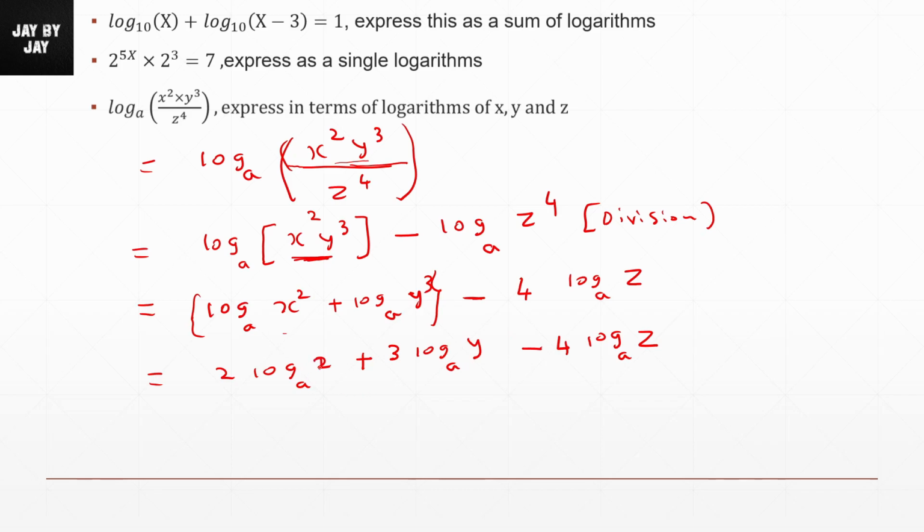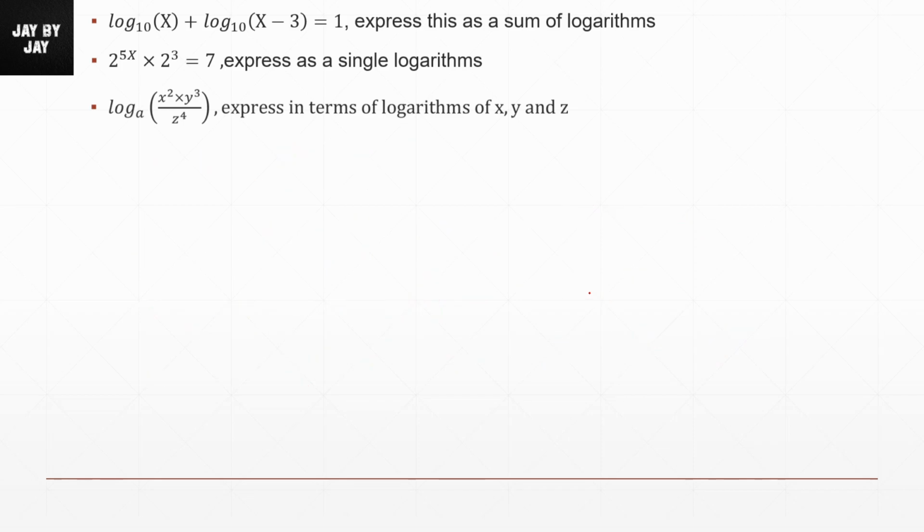Sorry, here it should be x. 2 log a of x plus 3 log a of y minus 4 log a of z. This is the answer. Okay. I think you have understood everything that I said up to now. So let's move to the next question here.